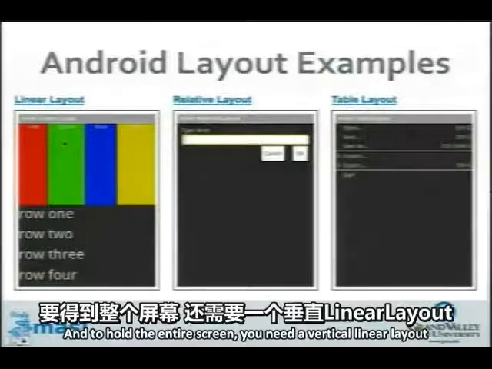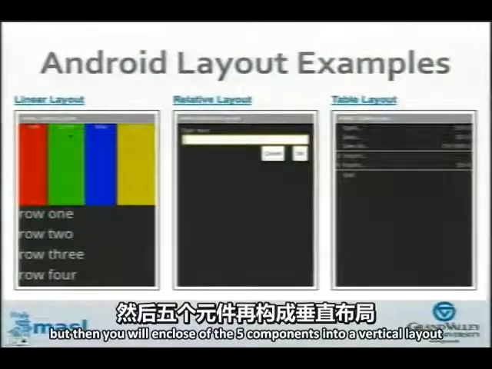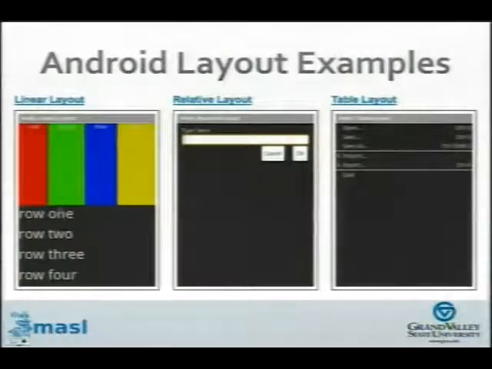And to hold the entire screen, you need a vertical linear layout. So one view to hold the horizontal boxes, but then you will enclose the 5 components into a vertical layout.